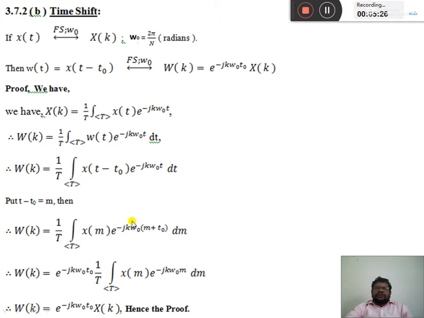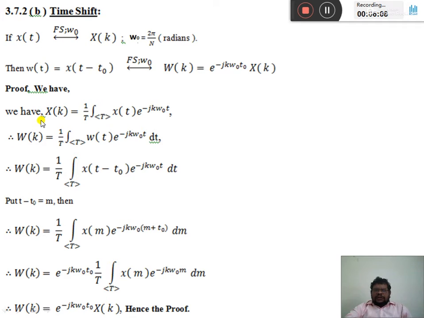Time shift. If x of t, as you know, when you apply the Fourier series form, you get x of k, then w of t is equal to, so you have given the name w of t for x of t minus t naught. What is this t minus t naught? This is the shifted version of the x of t. If you apply this to the Fourier series, we will get w of k is equal to e to the power of minus j k omega naught t naught times x of k. Okay, this is the time shifted frequency shift. In time shift, when the time shifted signal is applied to the Fourier series, we get the frequency shifted component.